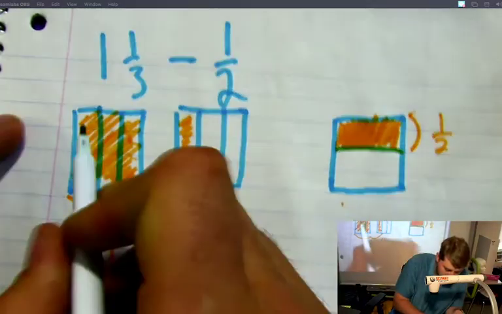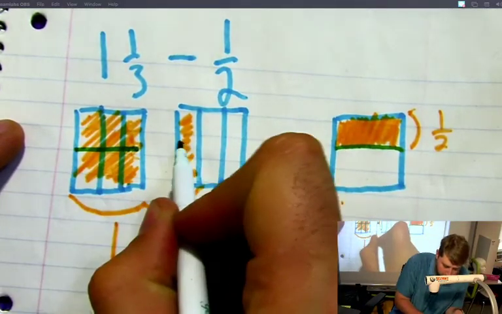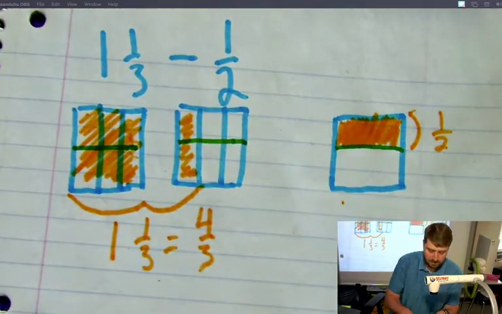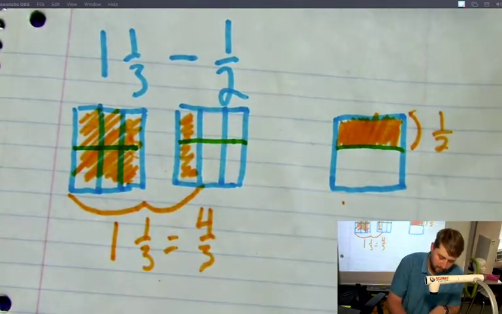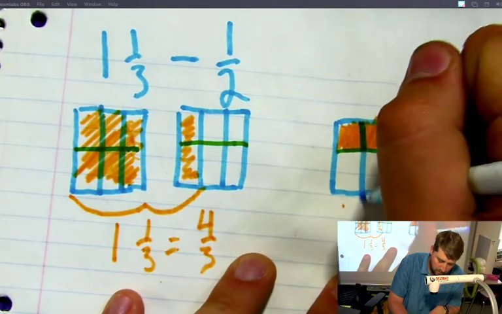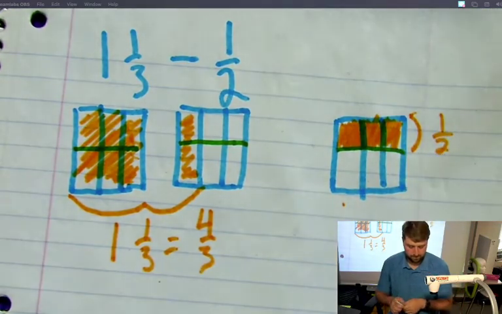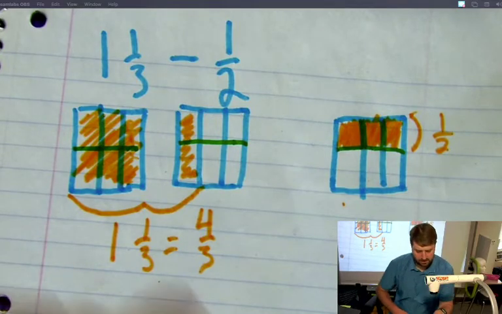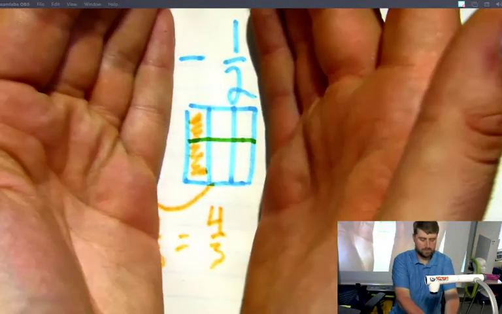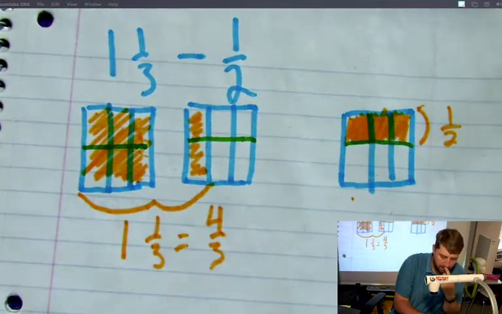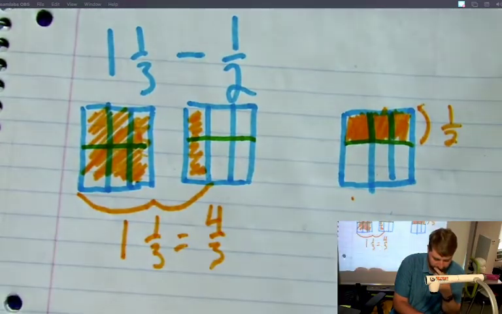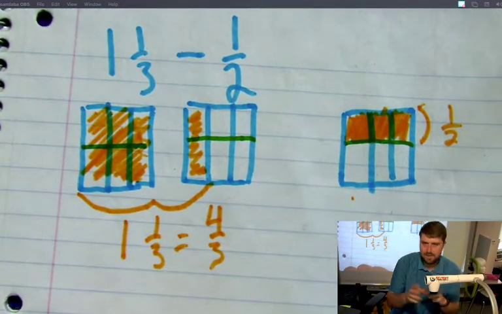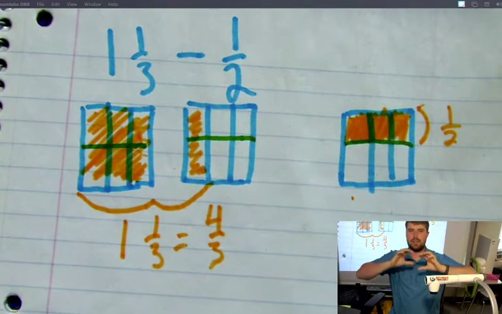Got my green line going across here. And then we're going to cut our blue lines vertically here. So now we have the total number. How many total boxes are there in each whole, in each rectangle? Well, there are 6 in each. So our denominator that we're going to be using, or our like unit, is going to be 6 on the bottom.